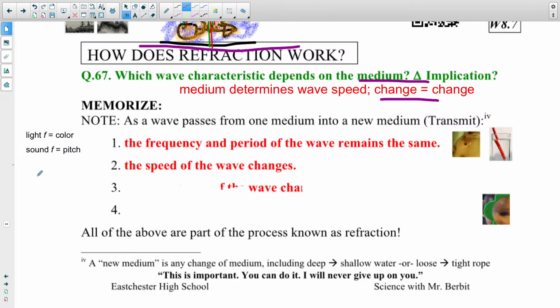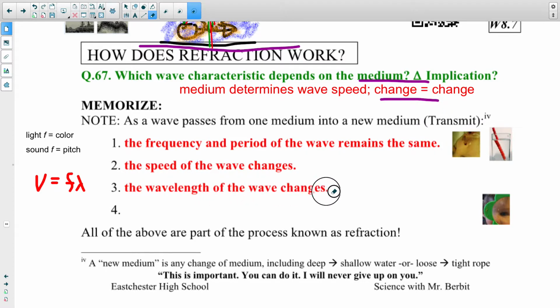The equation is v, speed, equals frequency times wavelength. Well, looking at this equation, it kind of tells you what's going to happen next. If we know that frequency stays the same when you switch media, and speed changes, then wavelength must also change in order to maintain this equality. In fact, the wavelength will change the same way that the speed changes. They have a direct relationship when you change medium. So v goes up, wavelength goes up, and the reverse, of course.